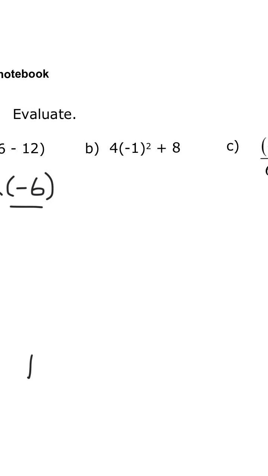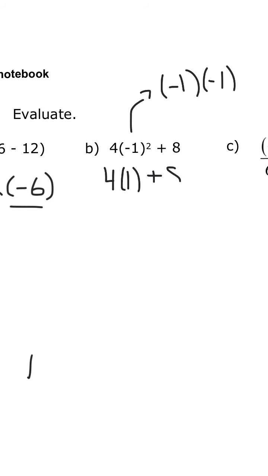So now what you're going to notice is that you have an exponent in the bracket. Okay. So essentially what it's saying is negative 1 times negative 1, if we were to do that exponent. So we end up getting 4 times 1 once the exponent has been solved. Okay, then 4 times 1, you're left with 4 plus 8, and a final answer of 12.